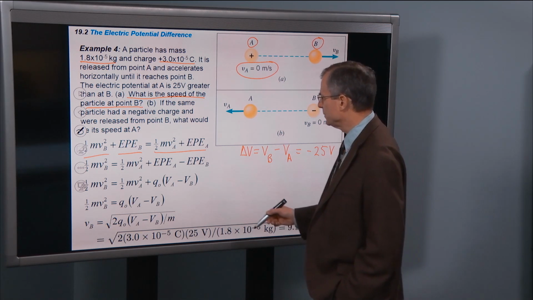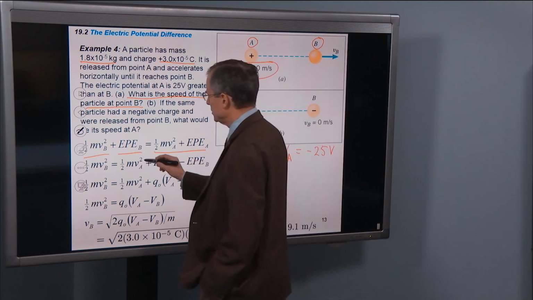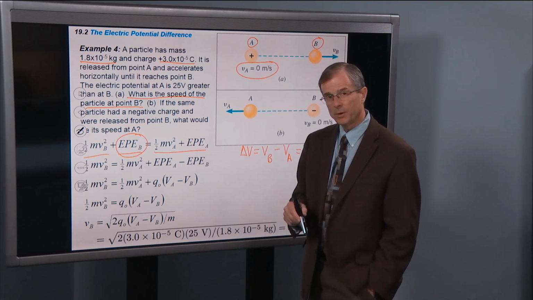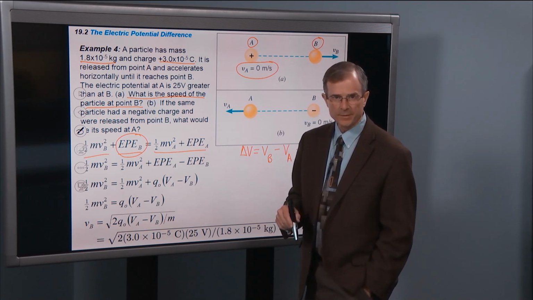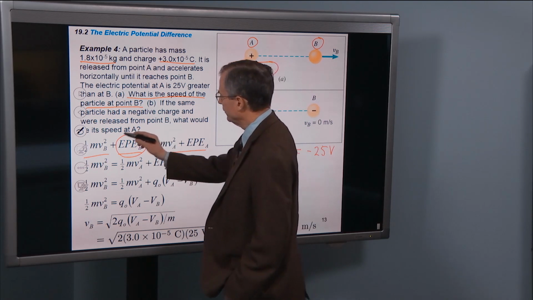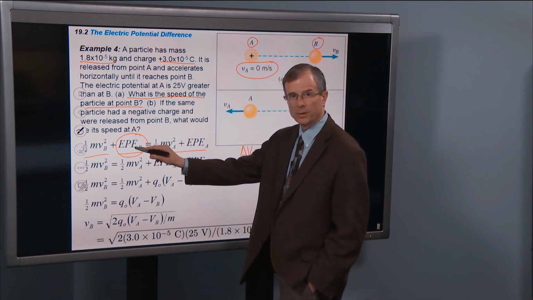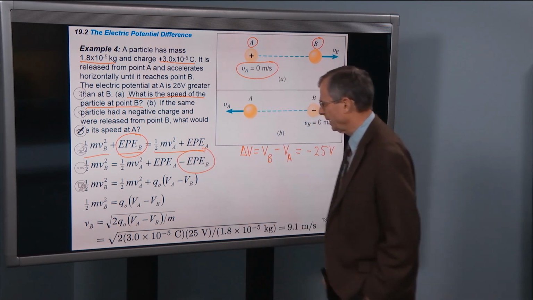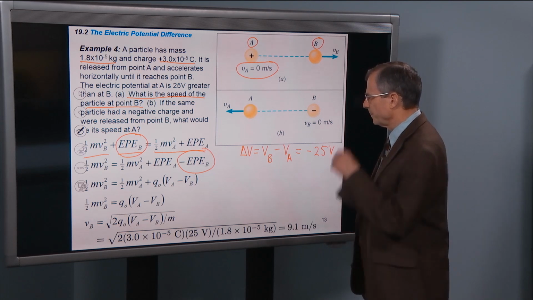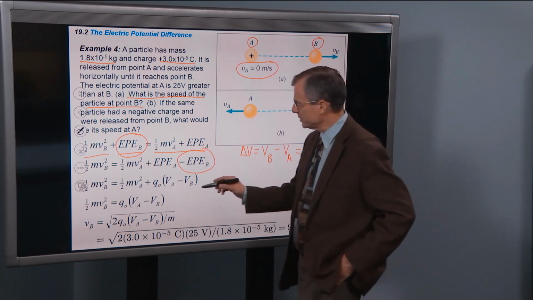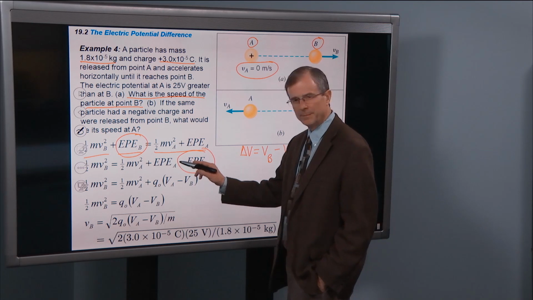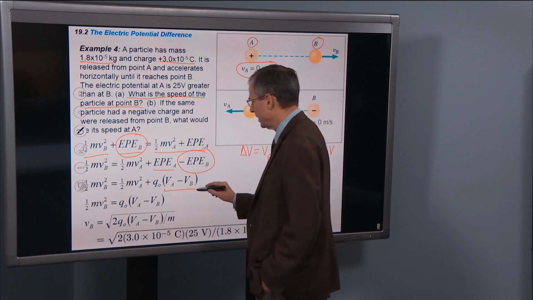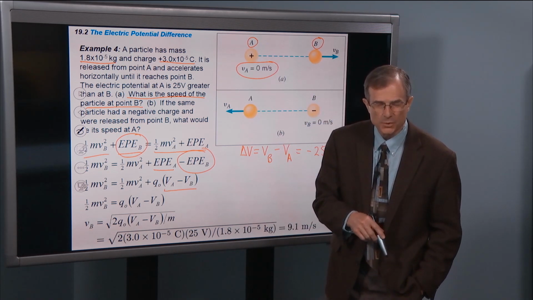And this is just a rearrangement of the equation. I have subtracted the electric potential energy at point B from both sides of the equation. So I subtract it from the left side, and it disappears from the left side, and it reappears on the right side with a negative sign. Then, for the next step, I'm going to use the relationship between the electric potential energy and the electric potential, V.